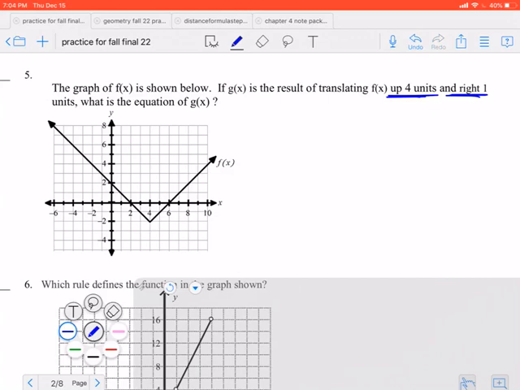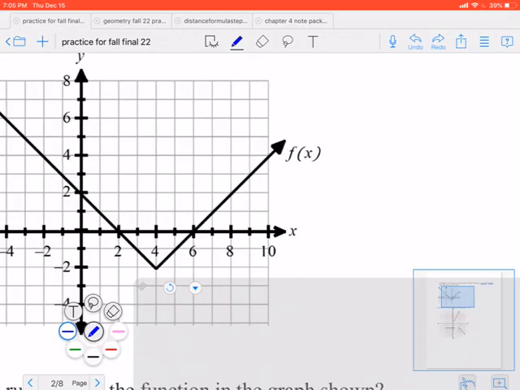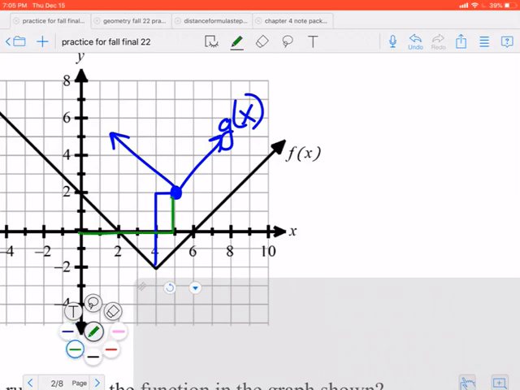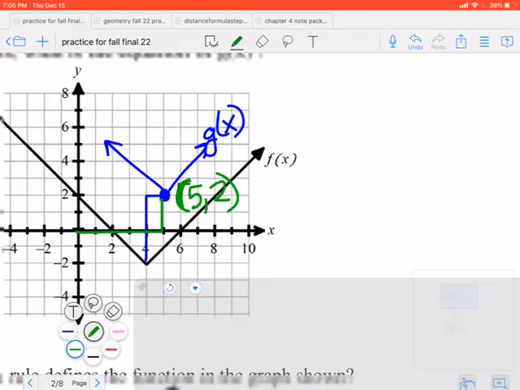Okay, so f is this guy, absolute value. We have to go up 4 and to the right 1. 1, 2, 3, 4 up and to the right 1. So this would be our g of x. And the legs have a slope of 1, -1. And that vertex is over 5 and up 2. Oops, 5, 2 for our vertex.